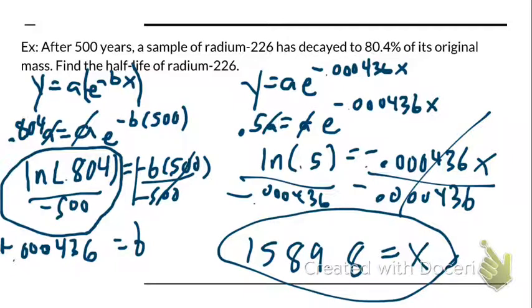So if your great-great-great-great-great-great-grandfather from 1600 years ago left you in his will 10 grams of radium-226, then 1600 years later, you would only have 5 grams. But you know what? It's better than no radium. That's what I always say.